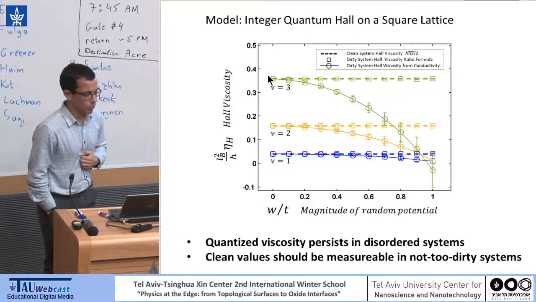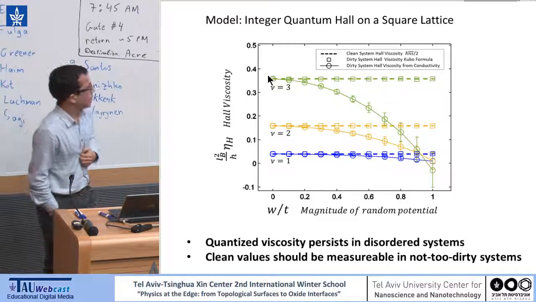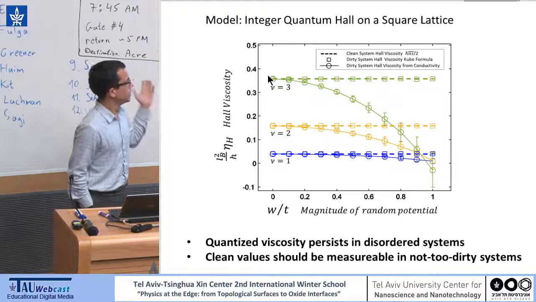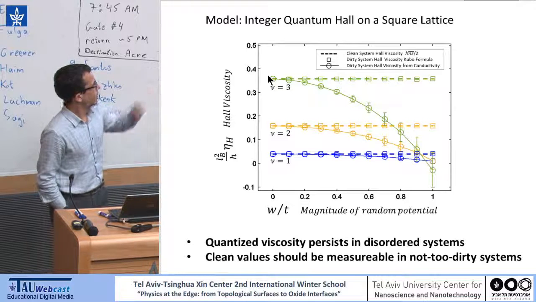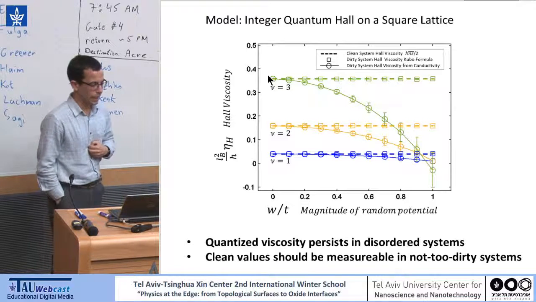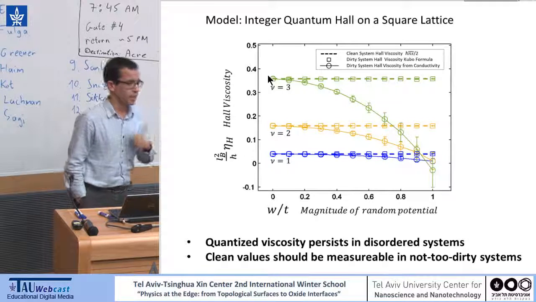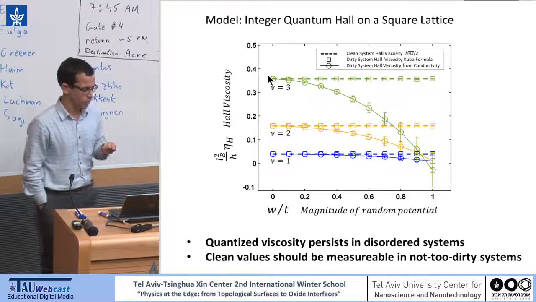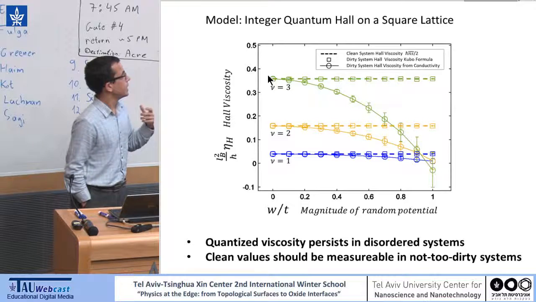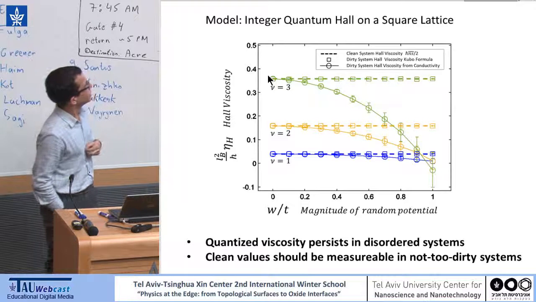We looked at the integer quantum Hall effect on a square lattice, and we introduced a random potential of varying magnitudes, and we calculated the viscosity in two ways. First, shown in squares here, directly through the appropriate Kubo formula for viscosity, and then again through the link to conductivity, and we note a couple of interesting things.